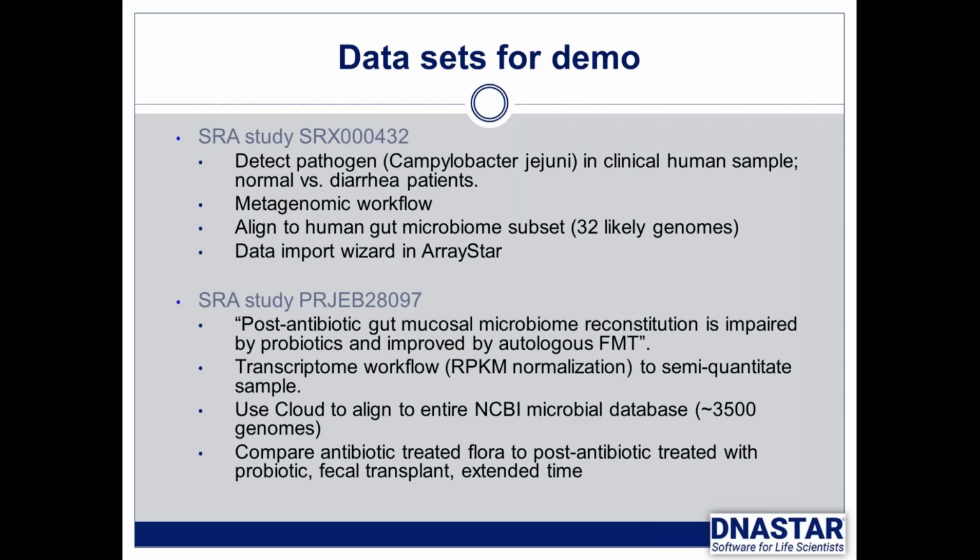So we have this small data set. We'll go through a metagenomic workflow and align to a smaller subset of likely genomes, and then we'll take this data, import it through a data import wizard in ArrayStar, which is a multiple set analyzing tool. So we can pull in any kind of data into ArrayStar as long as it has a gene or a genome and a signal, we can make some comparison. So that's where we'll start, as a smaller data set.